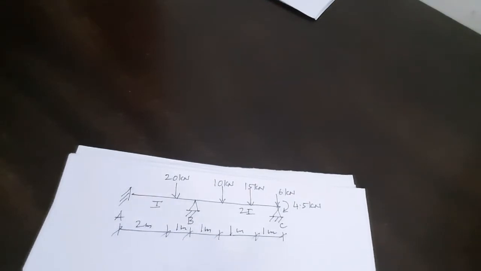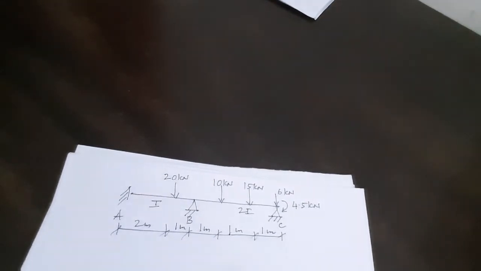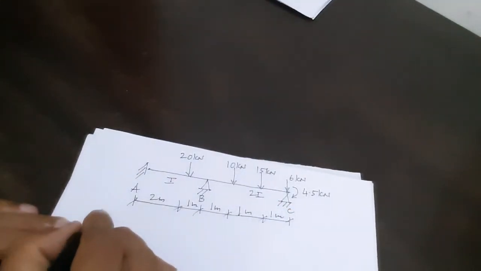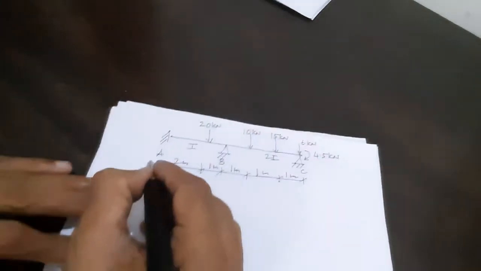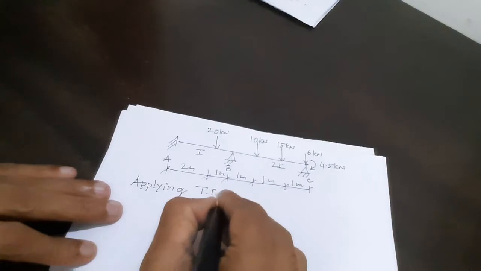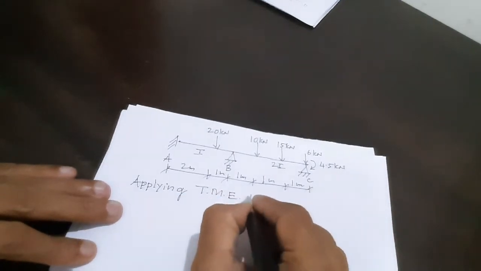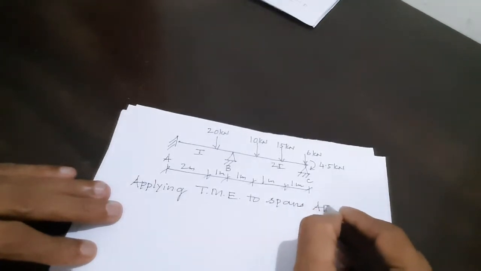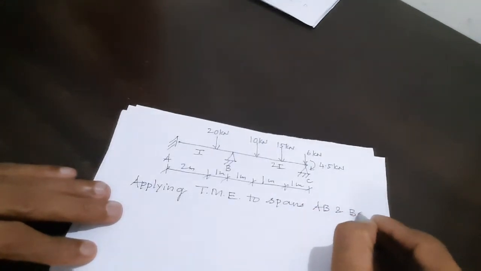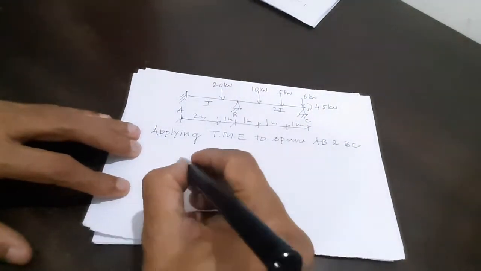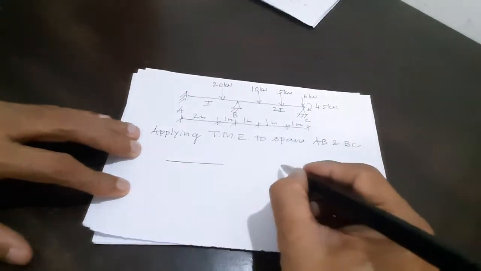Now I am taking into consideration the settlement of support. First ABC is the structure. Now applying three moment equation to spans AB and BC. Now AB span I will draw, BC span I will draw.